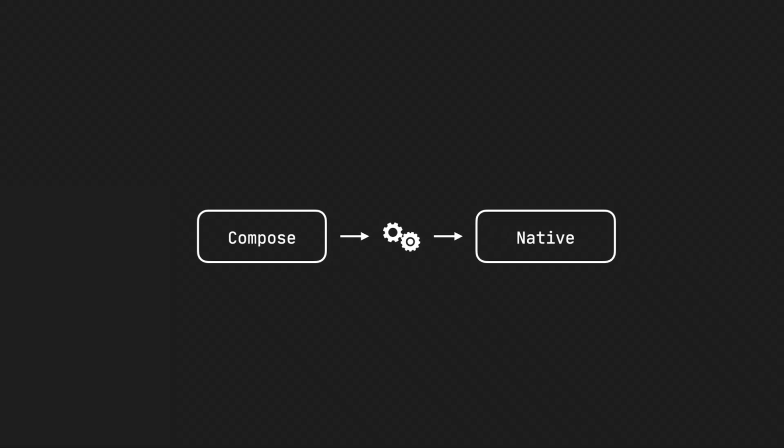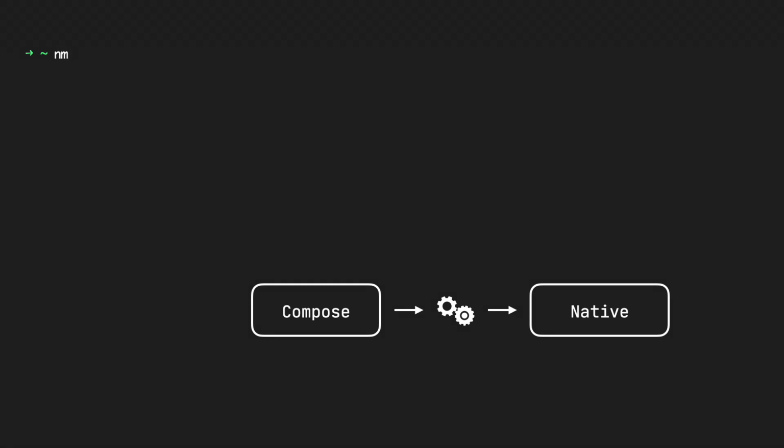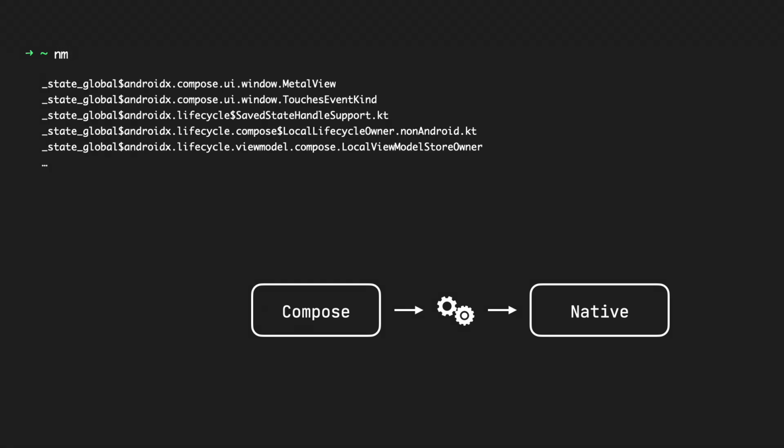When you look at Xcode, you'll see that Compose gets compiled natively and gets incorporated as part of this bundle. And you could see the different symbols for Compose by using the names command. When you run the names list command on the bundle, you'll see all the different symbols that are part of it, and you'll see Compose specific symbols like metal view and lifecycle support.